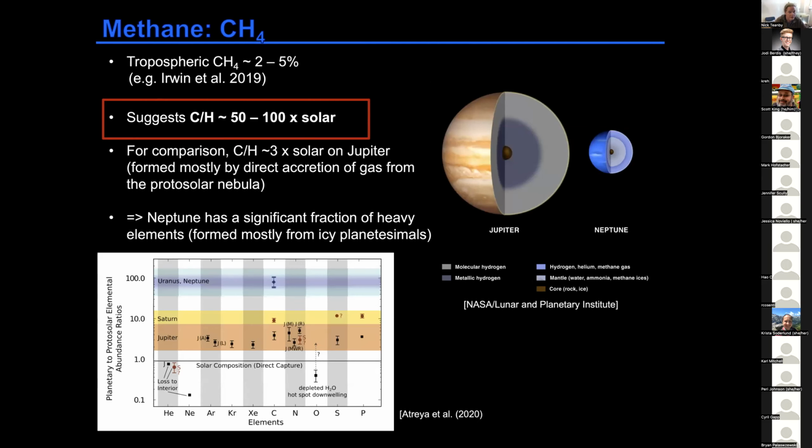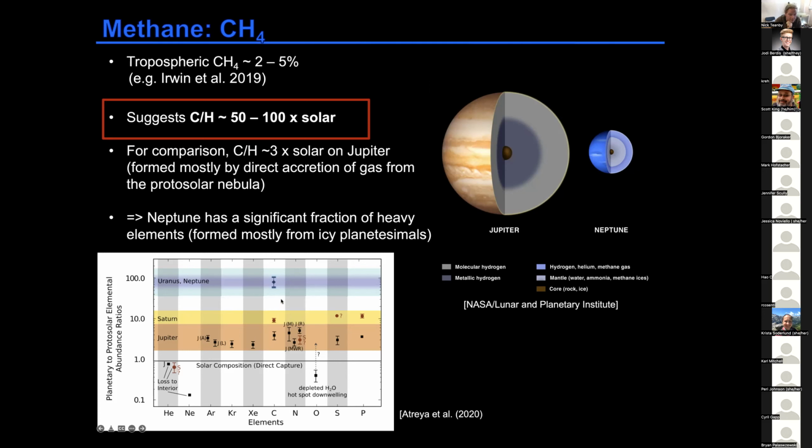So methane. Methane is quite variable on Neptune. Just picked a recent paper here. There's probably 2 to 5% methane. It does vary significantly between equator and poles. But if you just take that bulk abundance of methane, that looks to be enriched by about 50 to 100 times the solar composition. I've taken this nice plot here from a paper by Atreya et al.